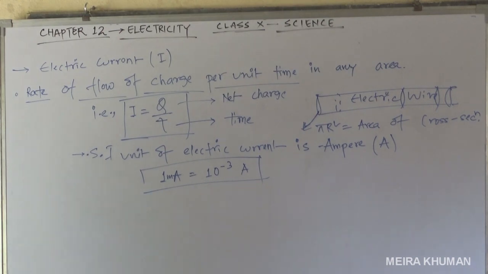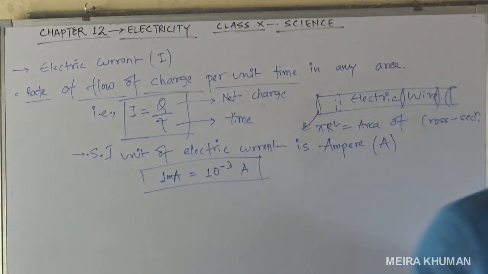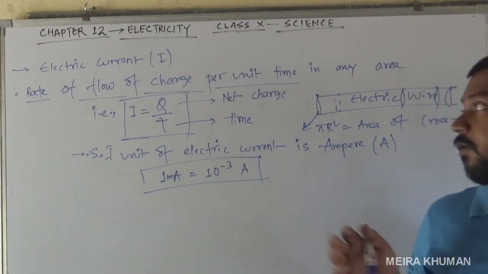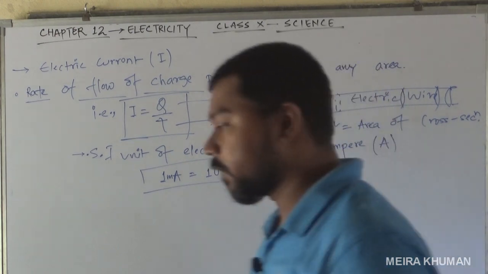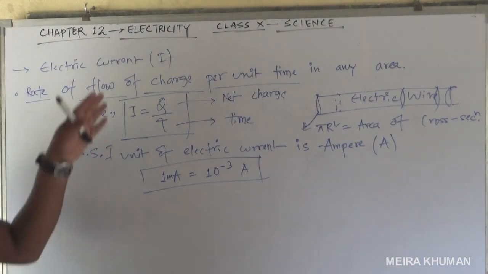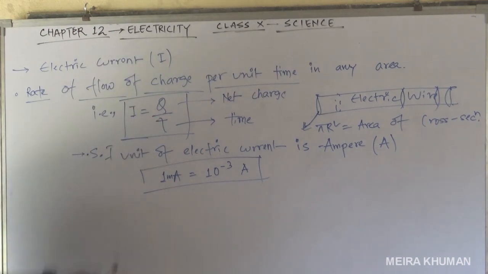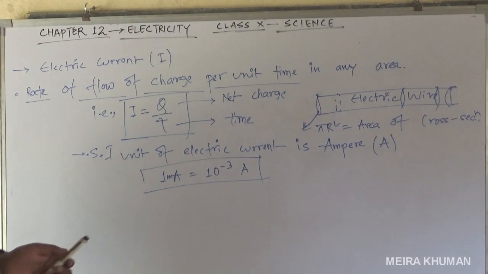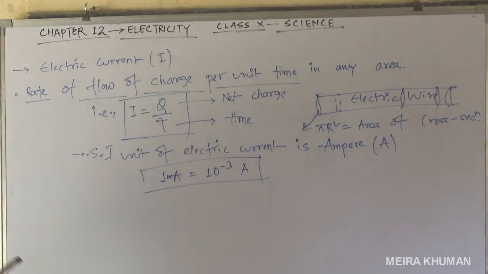Clear that much? So what we have learned: the concept of charge. Thereafter we used the definition of charge to understand quantization of charge. Thereafter we have seen the basic definition of electric current and its basic formula from the definition itself, that is I equal to Q by T. And thereafter we have studied the SI unit of electric current. Right. So now let us frame a question.